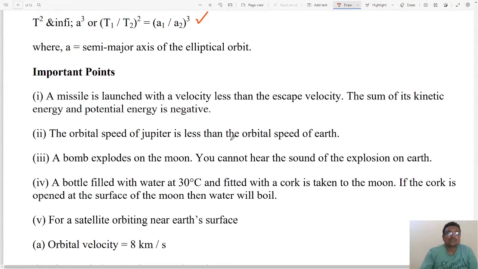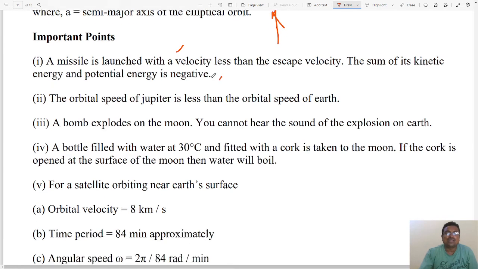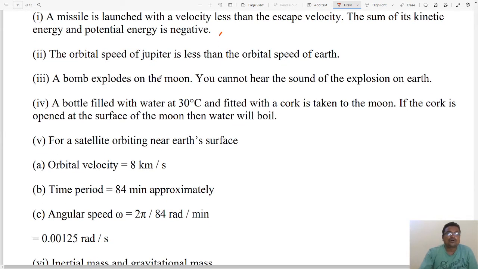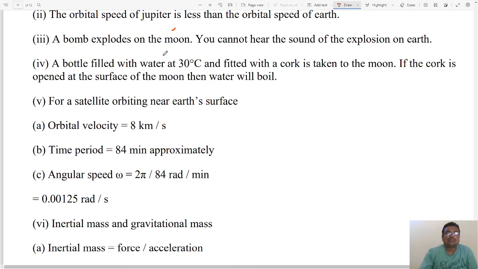Now let's discuss some important points. For a missile launched with a velocity less than the escape velocity, the total of kinetic and potential energy is negative, because it is going up against gravity. If a bomb explodes on the moon, you cannot hear the sound on the earth because sound needs a medium to travel. A bottle filled with water at 30 degrees and sealed with a cork is taken to the moon. If the cork is opened at the surface of the moon, then the water will boil.